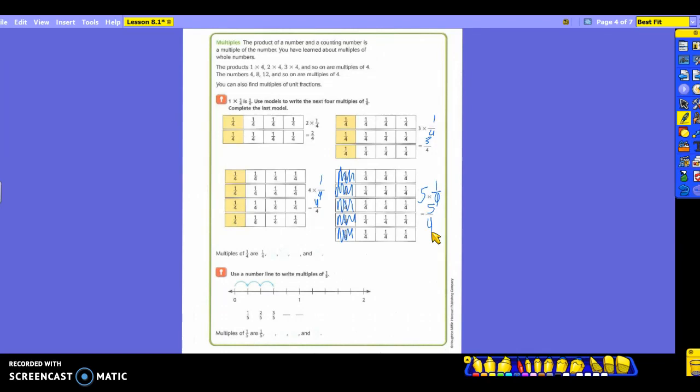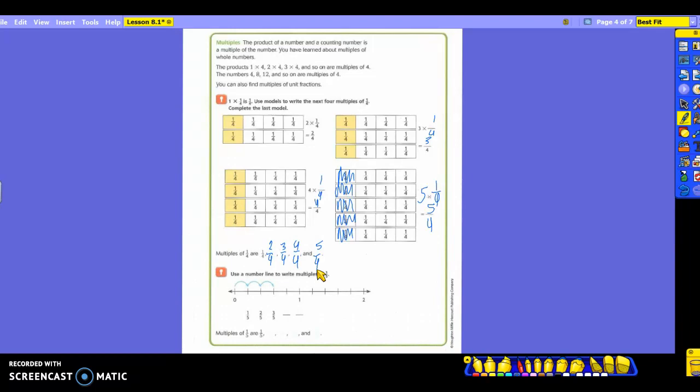So 1/4 followed by the rest. Now does this make sense with what we've been doing with fractions? Yeah, these are all multiples. Did you realize they were multiples when you were doing it? No, probably not, because you're used to doing multiples with whole numbers. So 1/4, 2/4, 3/4, 4/4, and 5/4 are all multiples. Okay? Now we're going to show how to use a number line to write those multiples.